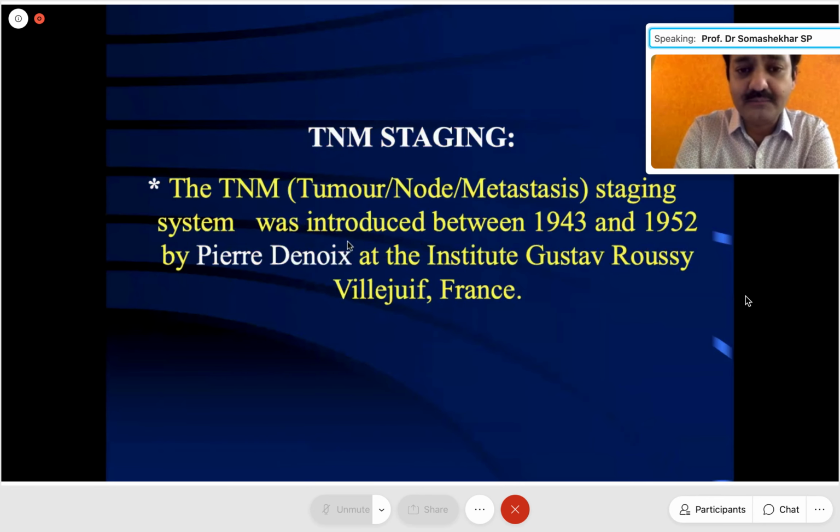So what is TNM? Tumor node metastasis system. Remember, this was introduced between 1943 to 1952 by Pierre Denoix. He is from Institut Gustave Roussy.